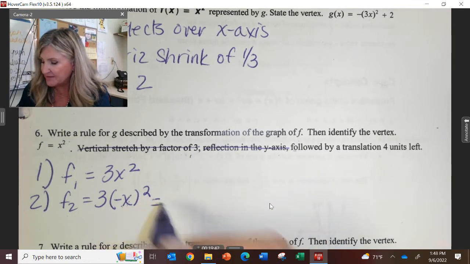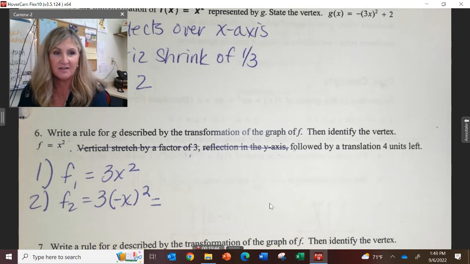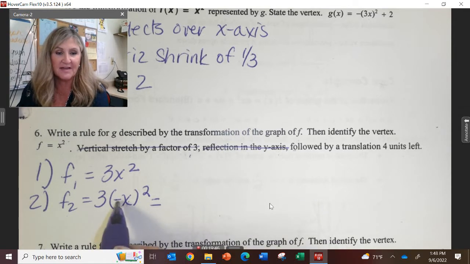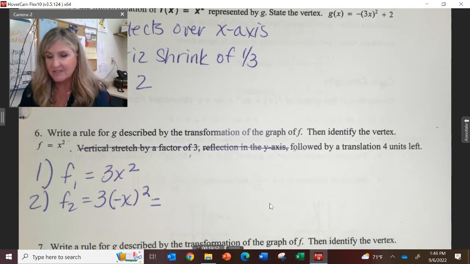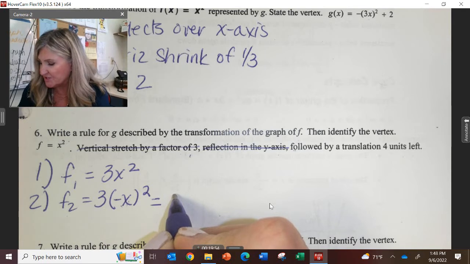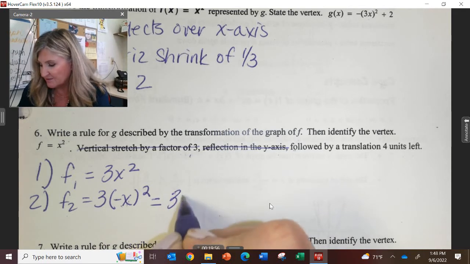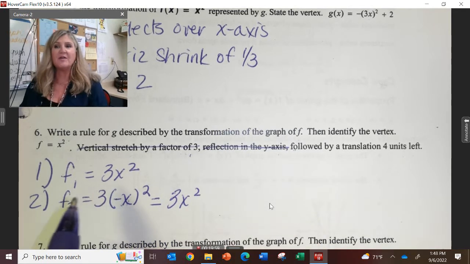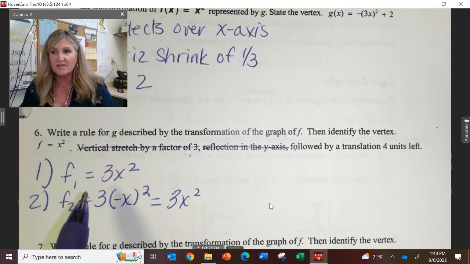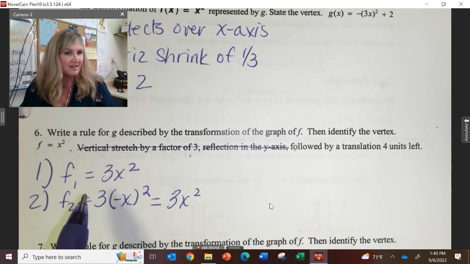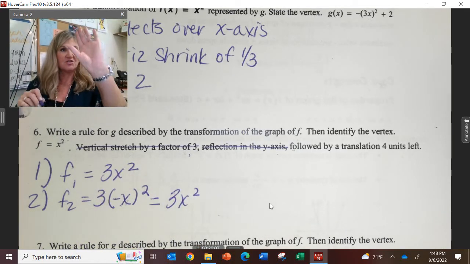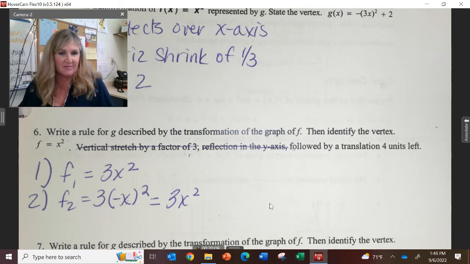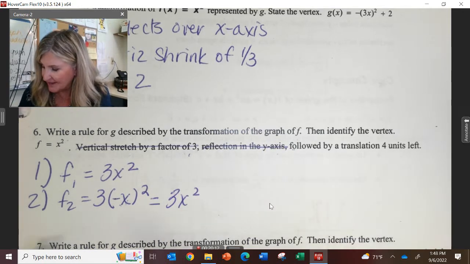But I can write this in a much easier way. How can I rewrite this just to make it an easy function? What is negative x squared? It's just positive x squared, right? So what's another name for this function then? Just 3x squared. Remember how if we reflect over the y-axis, it really doesn't change the function? That's why this really didn't change, did it? I do that vertical stretch, but then I flip it, it's still just the same thing. All right, so I did that.